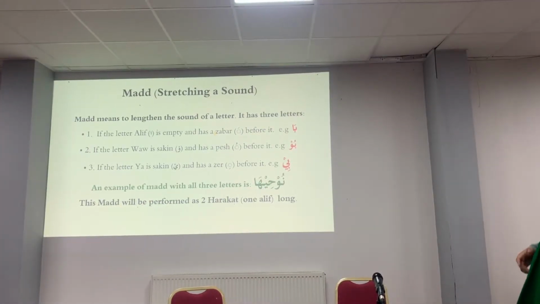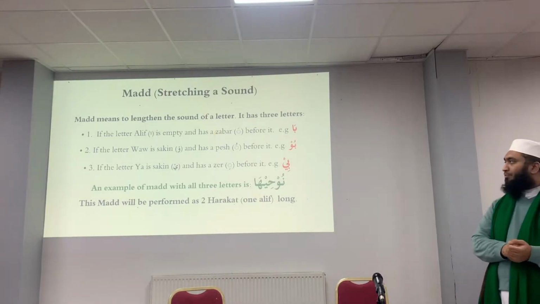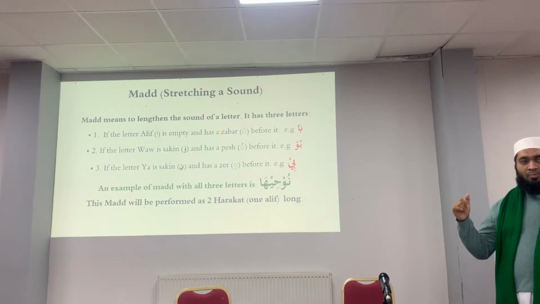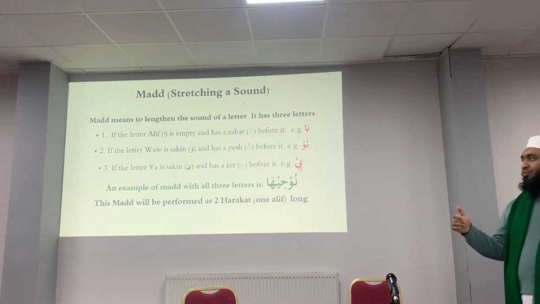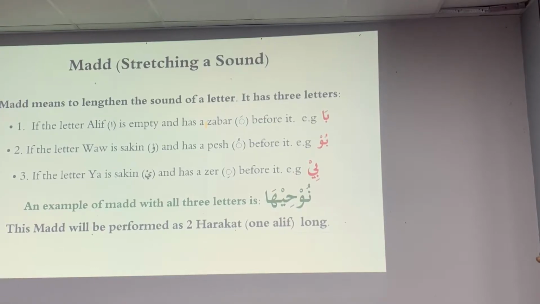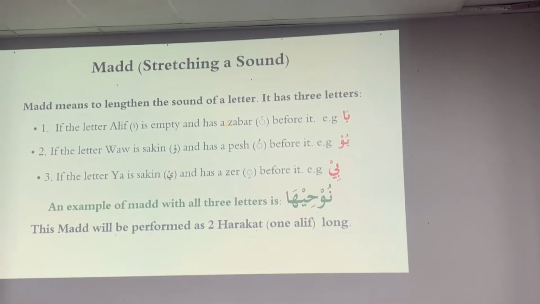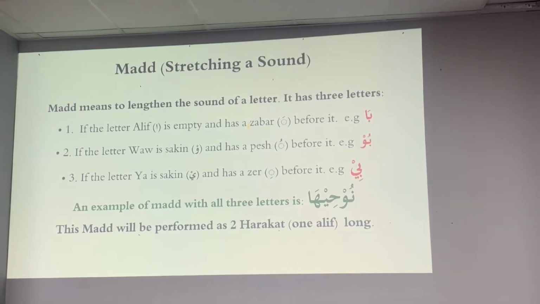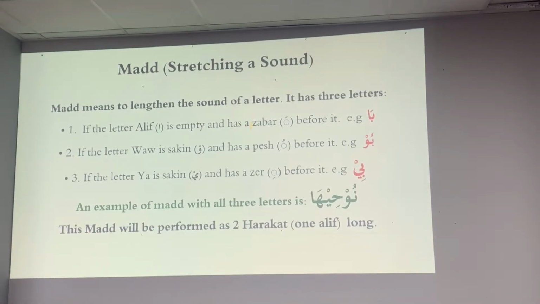We know that mad means to lengthen the sound of a letter. It has three letters with three conditions. Number one, the letter of the mad is alif. When alif is empty and there is a zabar or fatha before the alif, this alif will be considered a letter of mad, meaning we need to stretch the sound when you see this alif empty and the letter before it has a zabar.